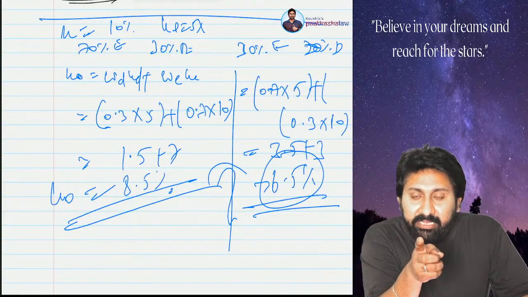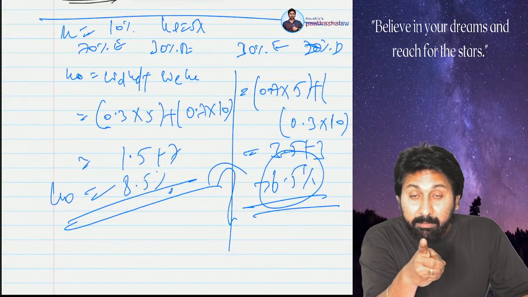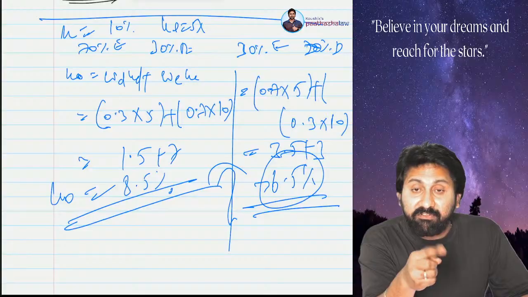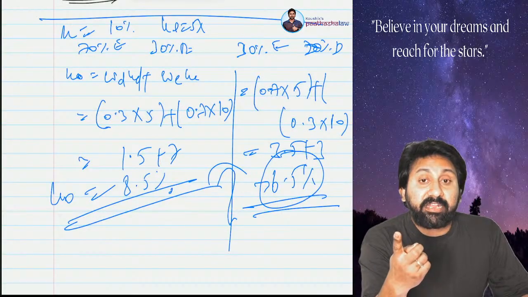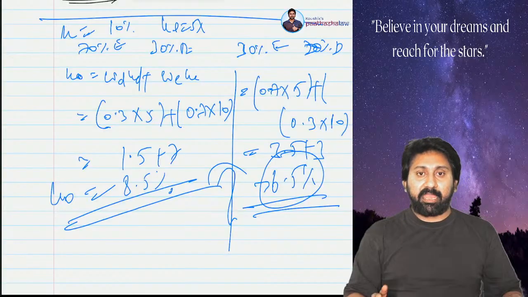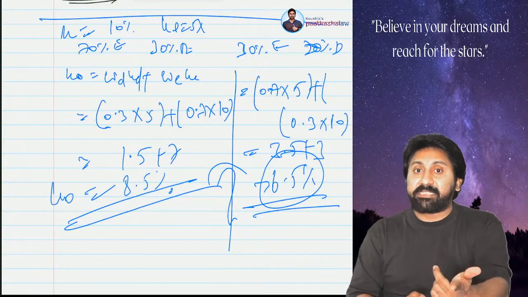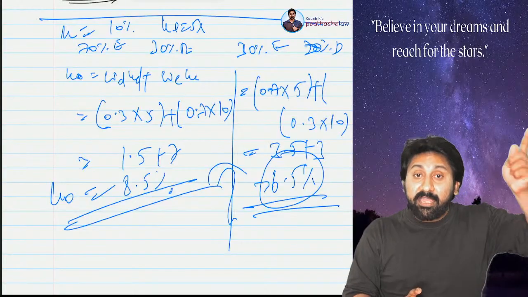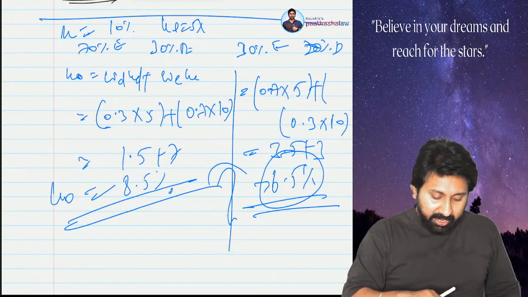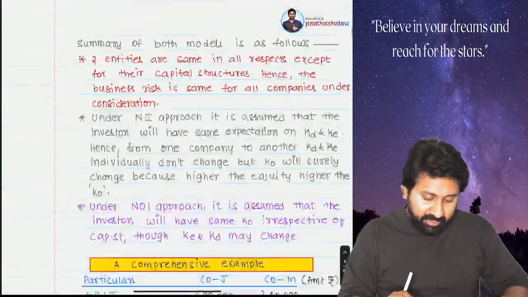So, in the net income approach, listen to my words. In the net income approach, the missing figures will be KO and value of the firm. In the case of the net operating income approach, KE will be the missing figure. In net operating income, KE is the missing figure. In net income approach, KO and value of the company are missing figures. Okay. Let us do two questions on this. Then you will get the clarity.